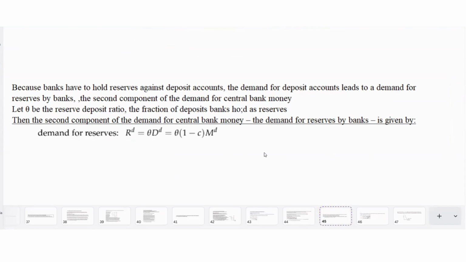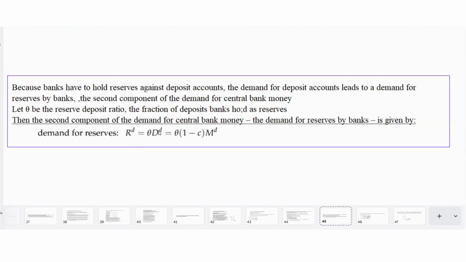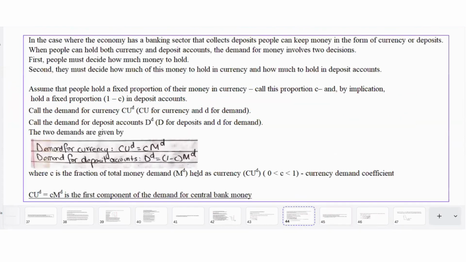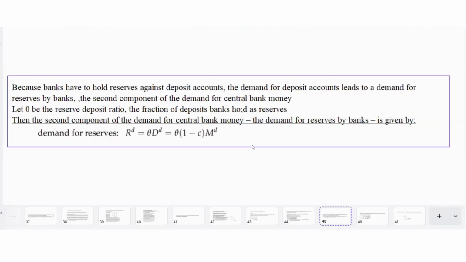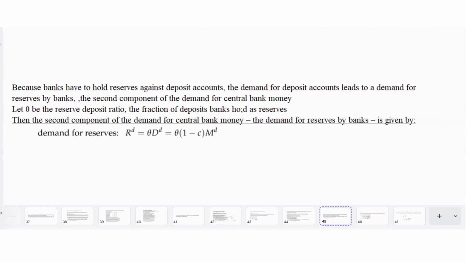Now here let theta be the reserve deposit ratio, i.e. the fraction of deposits that are held as reserves. So the second component of demand for central bank money, which is the demand for reserves, is given to us as theta times DD, because theta is that fraction of deposits that banks hold as reserves. So demand for reserves is theta times DD. And we already looked at DD is (1 minus c) MD. Substituting it over there, we get our demand for reserves.